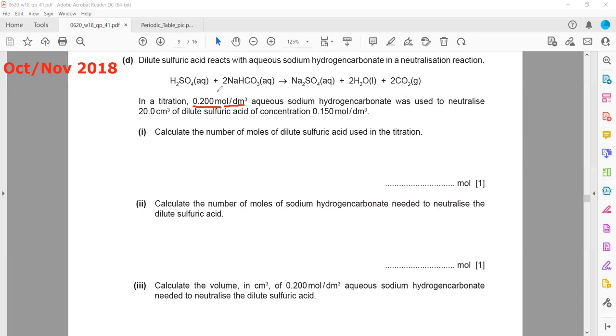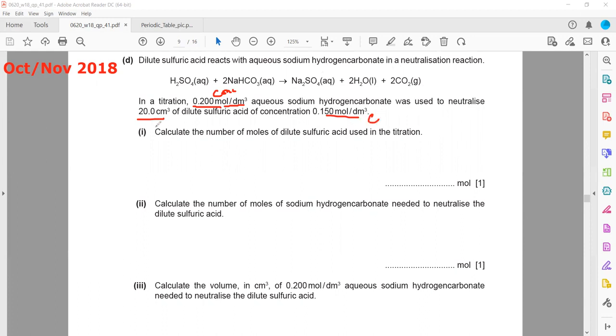In a titration, 0.2 moles per dm cube, so moles per dm cube is a unit of concentration. So we have the concentration of sodium hydrogen carbonate, which is used to neutralize 20 cm cube of 0.15 mole per dm cube sulfuric acid. So we have the concentration and the volume of sulfuric acid. The question is to calculate the number of moles of dilute sulfuric acid used.